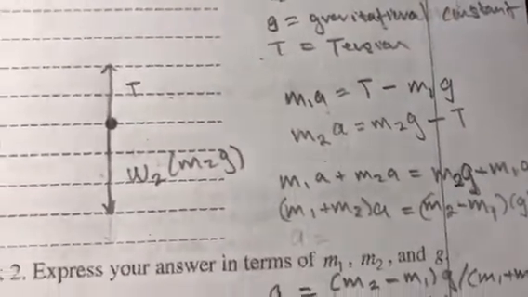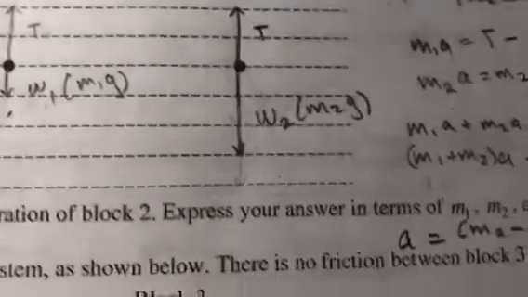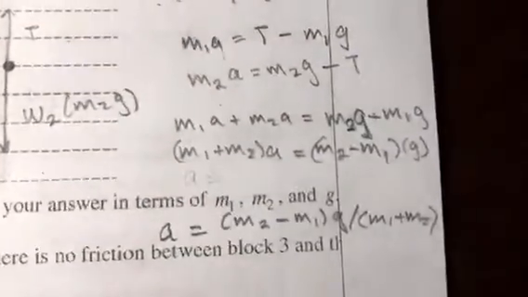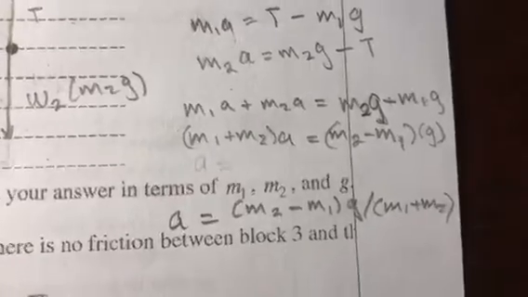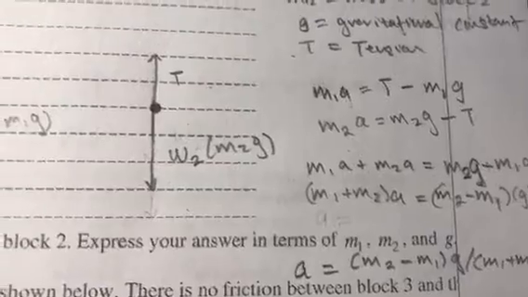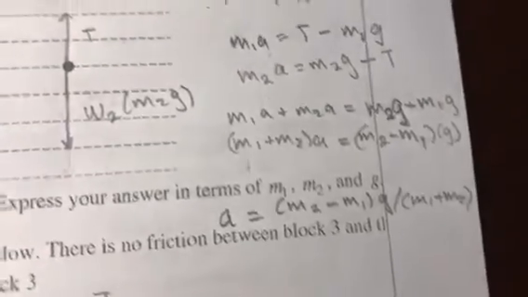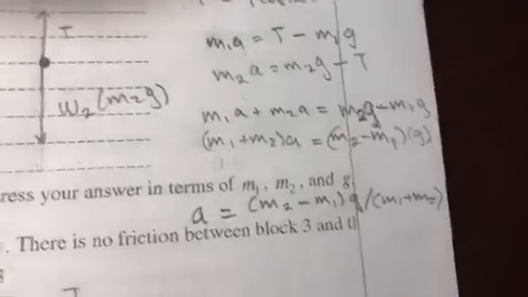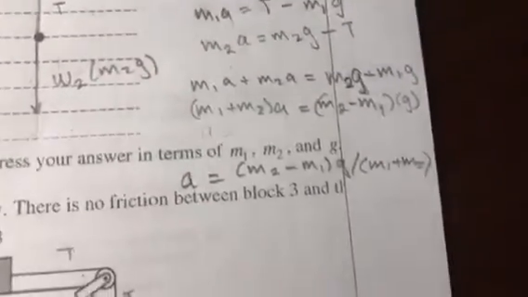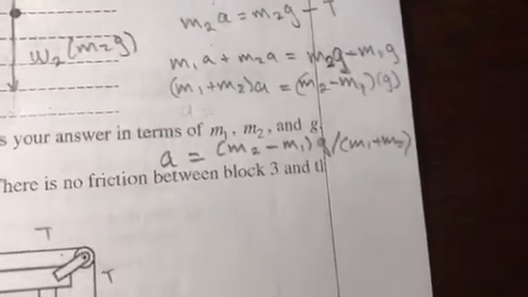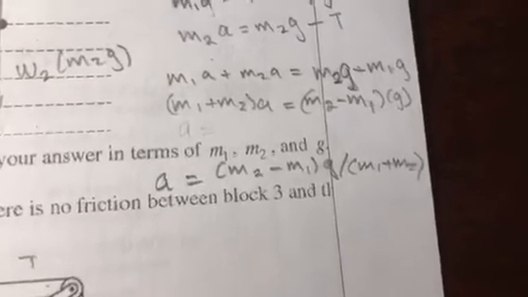Factor out the a from the left side and factor out the g from the right side, and you get (m1 plus m2) times a equals (m2 minus m1) times g. And to find a, you need to isolate the variable a on the left side. So divide m1 plus m2 on both sides of the equation, and the end result you get, which is the answer, is a equals (m2 minus m1) times g divided by (m1 plus m2).